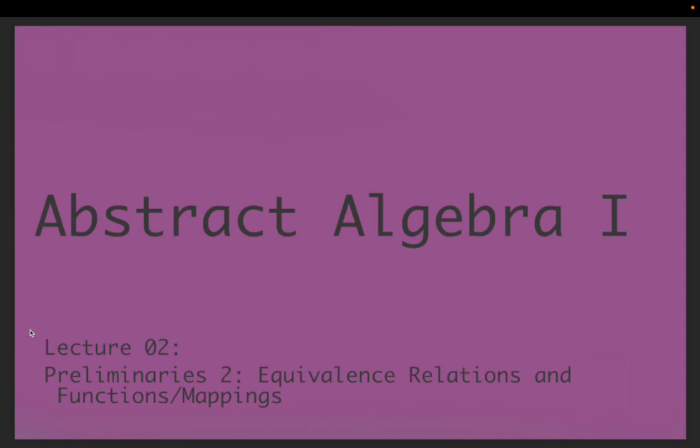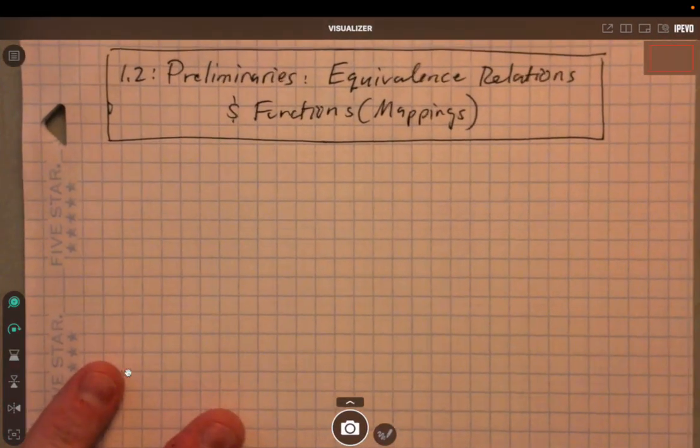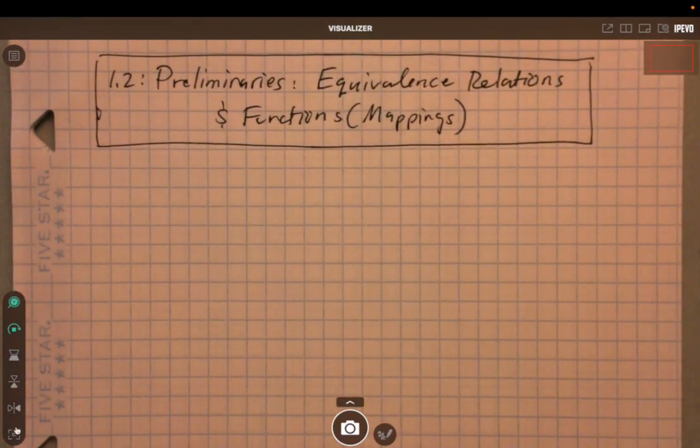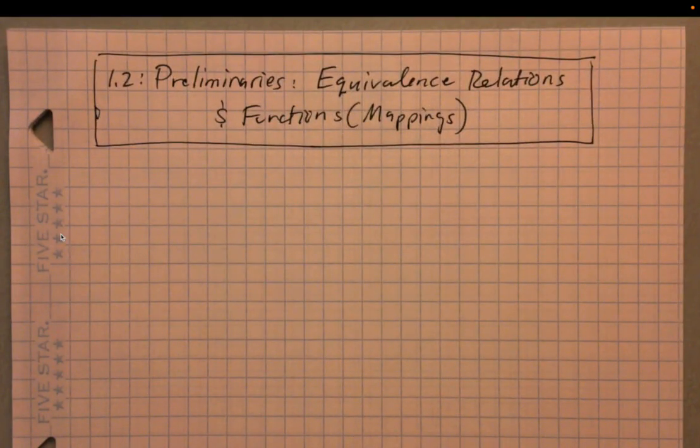This will be lecture 2 of the course, and in this section we're going to continue with our preliminaries for group theory, and we're going to specifically discuss equivalence relations and functions/mappings in this section. Okay, so let's go ahead and jump into it. And we'll call this section 1.2 of this course, and again, preliminaries, equivalence relations, and functions mapping.